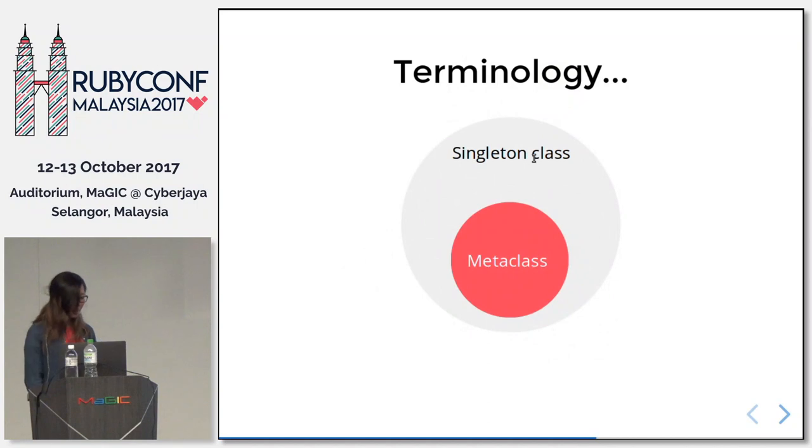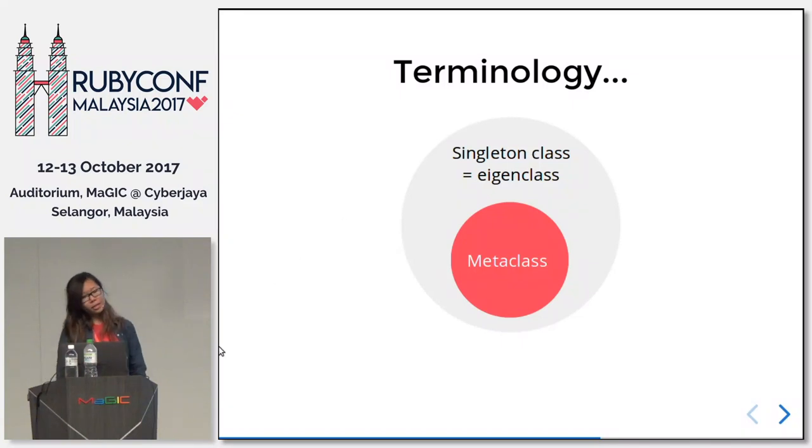And before I talk about metaclass creation, I want to clarify terminology a bit, because I know this is always a point of confusion for beginners, as it was for me, and I think this is worth mentioning. So a singleton class is basically synonymous with eigenclass. A metaclass is a kind of singleton class, but it's specifically the singleton class of class objects. So we speak of the metaclass of Dog, but the singleton class of Doge.